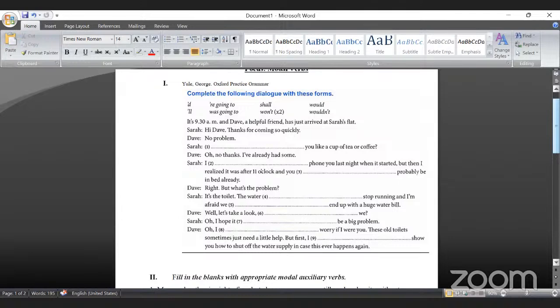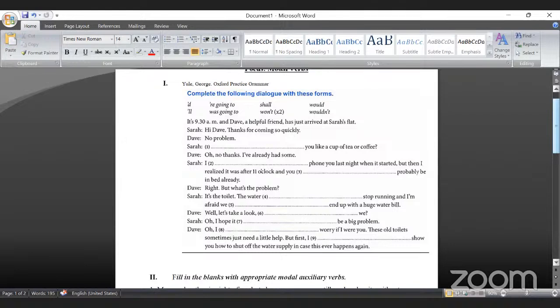Now, second, Devi says, "Oh no, thanks. I've already had some." Sarah: I was going to phone you last night when it started, but then I realized it was after 11 o'clock and you would probably be in bed already. I was going to phone you last night. So see, this is the expression going to used in past tense, was going to, right? This is what I was saying, that along with these core auxiliaries, you will have a couple of other multi-word expressions which can be used to mean like the modal verb.